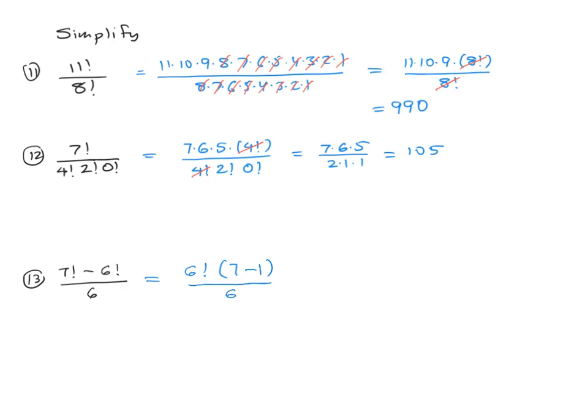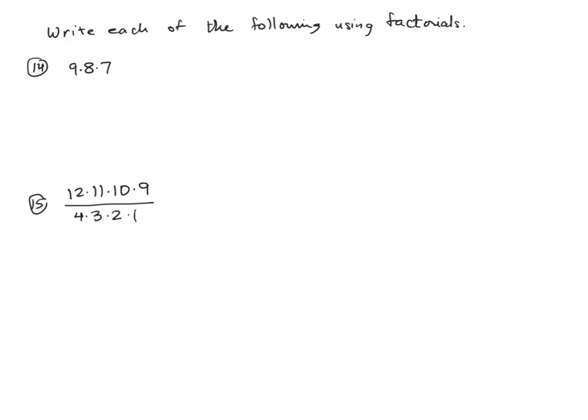But wait a minute, 7 minus 1 is just 6. So 6 factorial times 6 divided by 6, I can cancel these 6's, and we're then left with 6 factorial, which if you want to calculate what that is, it's 720. So now we're working backwards. We want to write these using factorials. So what's going on here?